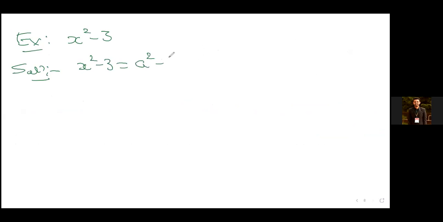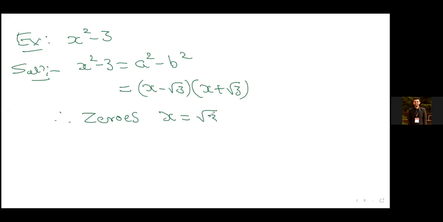Find the zeros of the polynomial x square minus 3 and verify the relationship between the zeros and the coefficients. So this is of the form a square minus b square. You can write this as x minus square root of 3 into x plus square root of 3. Therefore, what are the zeros? x is equal to plus square root of 3 and x is equal to minus square root of 3. These are the zeros of this polynomial.